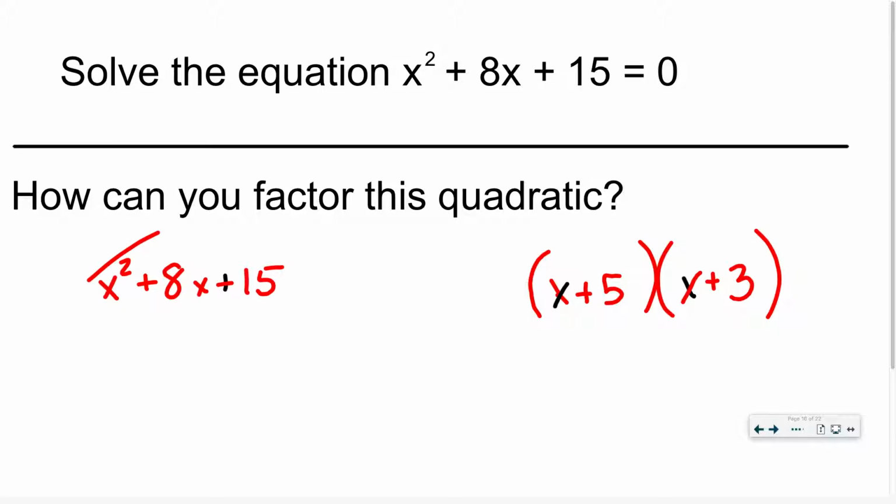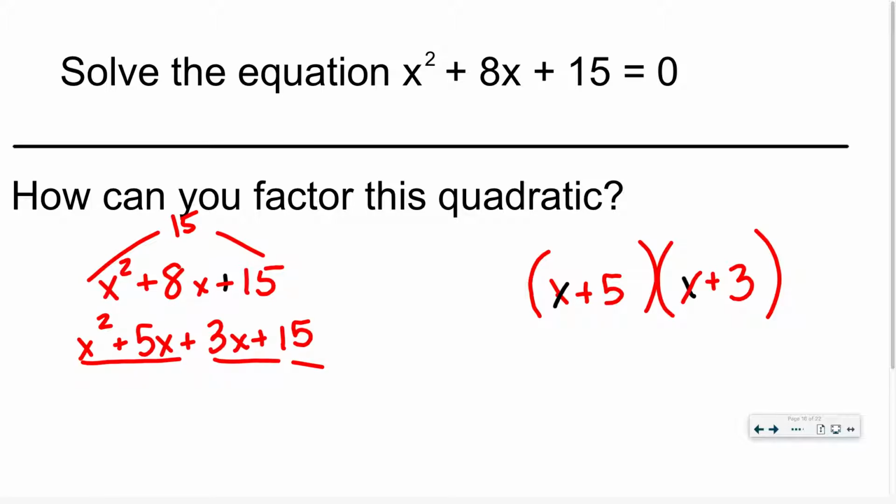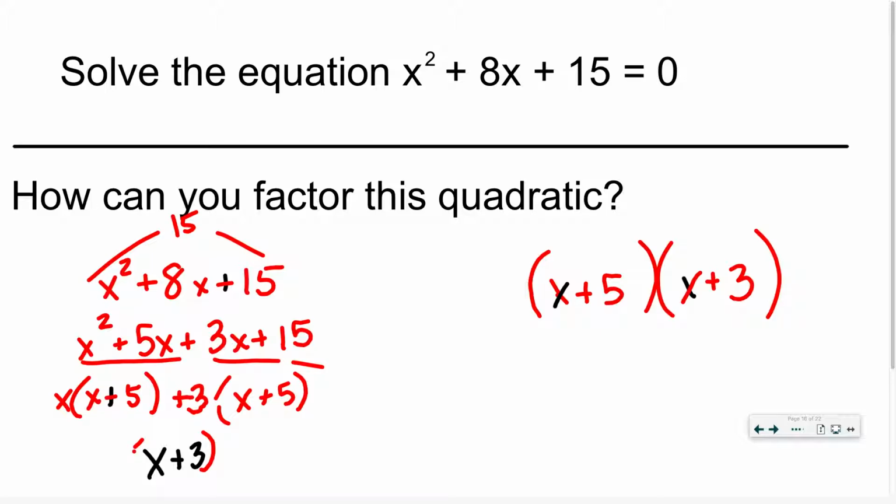quadratic, we can multiply 15 and 1. We could break it out. And then we can find the greatest common factor of each. And I'd still be left with x plus 3 and x plus 5. As we talked about in our last unit, this process works for any quadratic if you have a coefficient of 1 or greater. This little shortcut would be if your coefficient was just a 1.